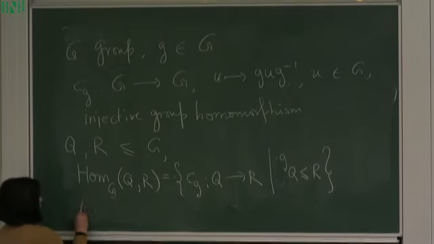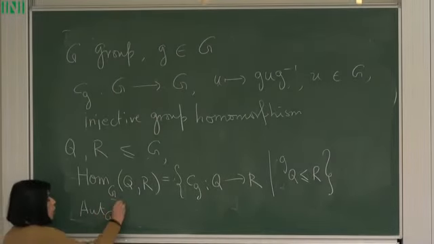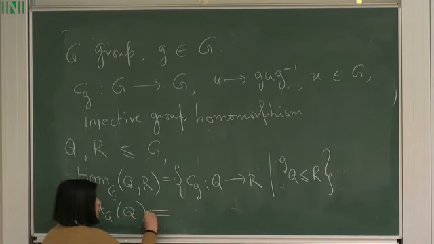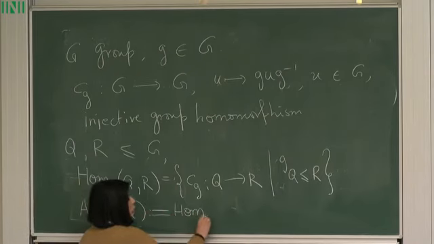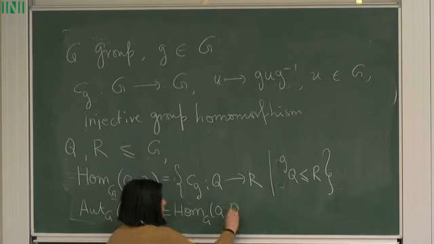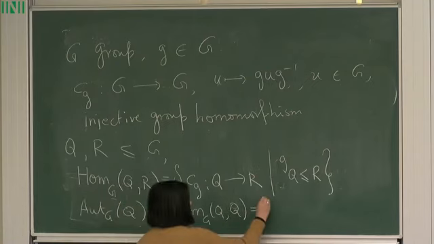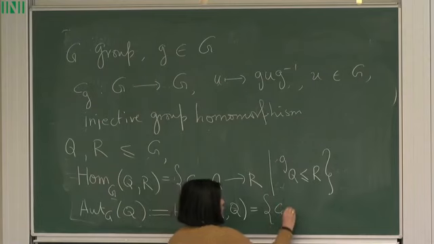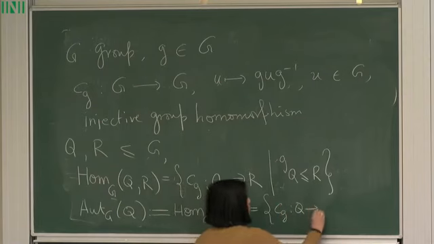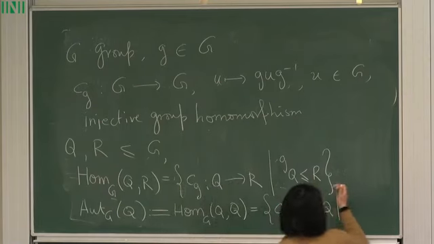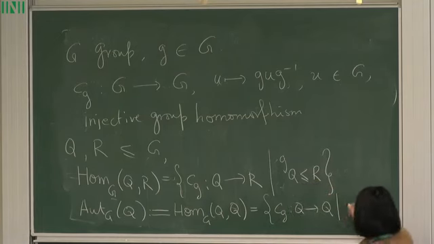Okay, and let me just also write here what would be Aut_G(Q). That is just Hom_G(Q,Q) with itself. So these will be all automorphisms, and this is just c_g from Q to Q. And the condition that gQ is contained in R is just saying that g should belong to the normalizer in G of Q. Okay, so totally elementary.